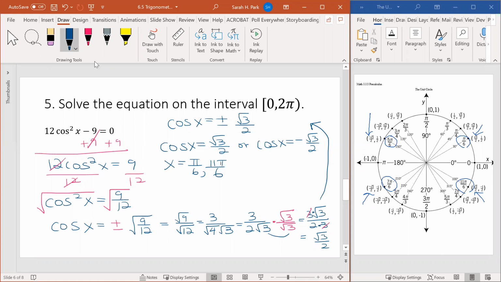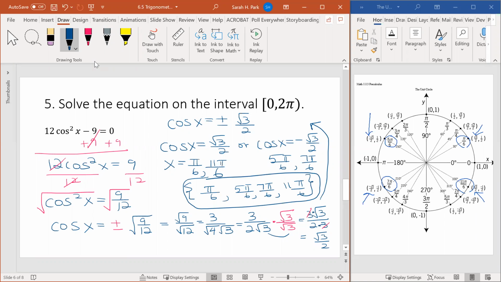For the negatives, we got 5 pi over 6 and 7 pi over 6. And so our solutions are pi over 6, 5 pi over 6, 7 pi over 6, and 11 pi over 6. And you don't need to write this in order. I just did for the solutions here, but you don't need to write it in order.